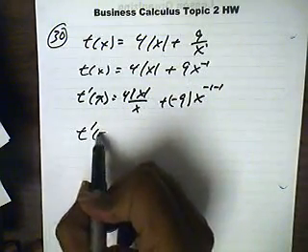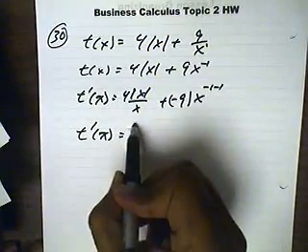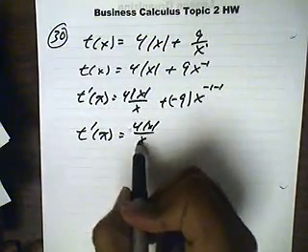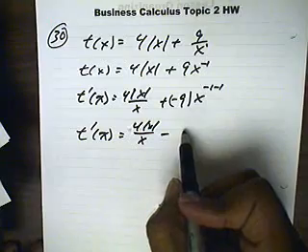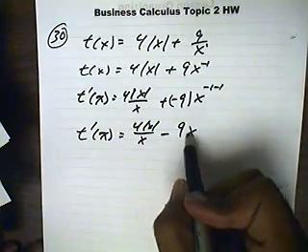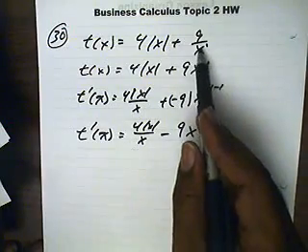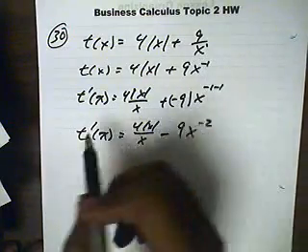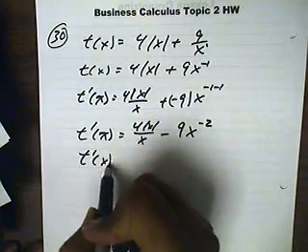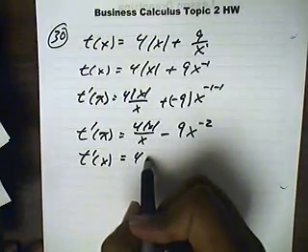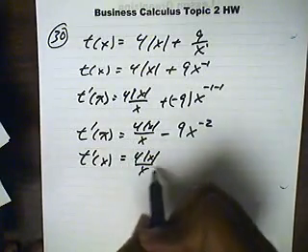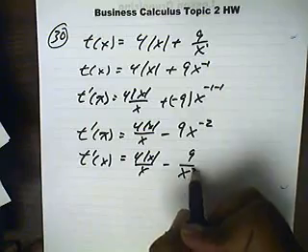So your final answer will be t prime of x equals 4 absolute value of x all over x minus 9x to the negative second power. Now we're going to clean this up a little bit because this was in rational form, so we're going to return this to rational form. So this will be 4 absolute value of x all over x minus 9 over x squared.